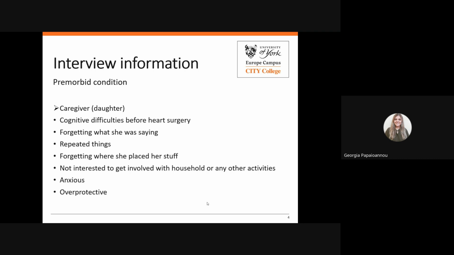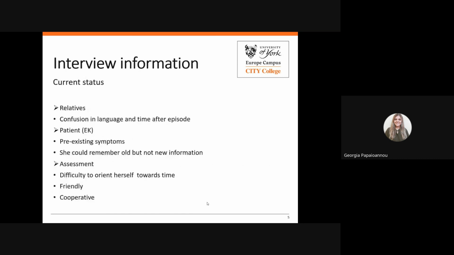She was not interested to get involved in any household or other activities, which is a kind of sign of apathy that really brings out one of the aspects of vascular dementia. She was anxious and overprotective. For her current status, from her relatives, we understood that they've seen she had confusion in her language and she was not really oriented towards time after the stroke.